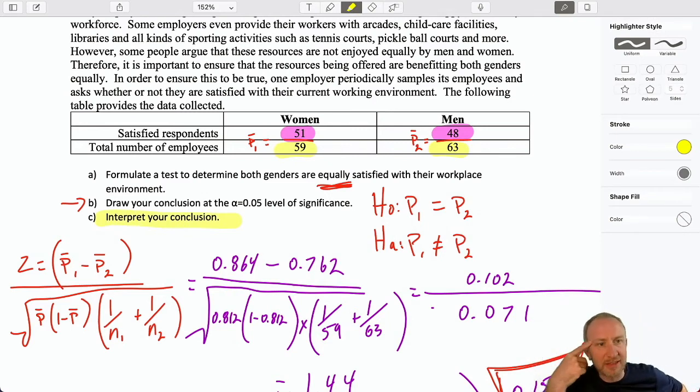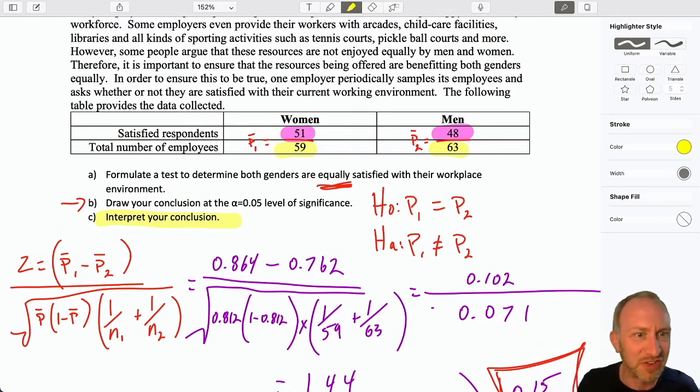Okay, so again, when I'm providing this final conclusion, go back to earlier in this video when I'm formulating my null and alternative hypotheses and I give an interpretation. If the evidence supports the null, everybody's equally happy. If the evidence supports the alternative, then we have reason to believe that there's a difference in workplace satisfaction. I'm saying that now because part of me is thinking I might have forgotten to provide that justification in this video, partly because it wasn't required in the problem. If the evidence supports the null, we have no reason to believe that there's any difference in workplace satisfaction between men and women. If the evidence supports the alternative, now we have evidence to say that there is a difference in the proportion of men and women who are satisfied with their workplace environment.